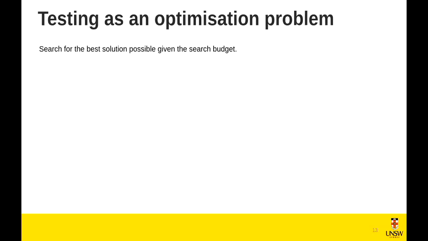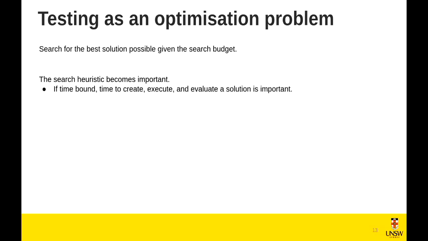And here is how we can describe it. Just now we mentioned that we want to search for the best solution possible under some given search budget. So the search heuristic here becomes important. If we use a time budget, we need to think about the time to create, execute and evaluate a solution. And if we limit the number of attempts, then the strategy to choose solutions is important. So we don't care about how much time we use to generate a strategy, but we care more about the final decisions we make.